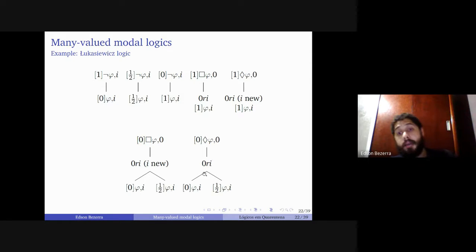But now we expand in two branches, where in the first branch phi receives the label 0, and in the second it receives the intermediate value phi. Okay.